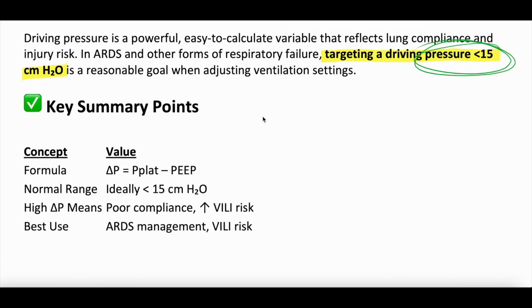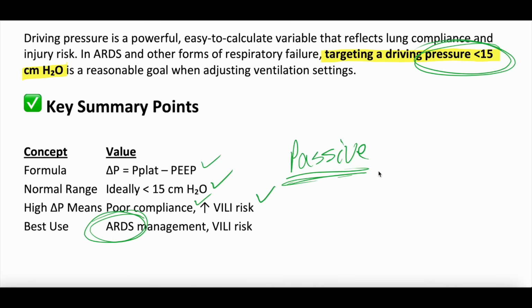Okay, key summary points. I think we're there. Driving pressure formula is plateau pressure minus PEEP. You want it to be less than 15. Higher driving pressure implies poor lung compliance and increased ventilator-induced lung injury risk. Best used in ARDS management. And remember, the patient has to be passive or you cannot get an accurate measurement of this.